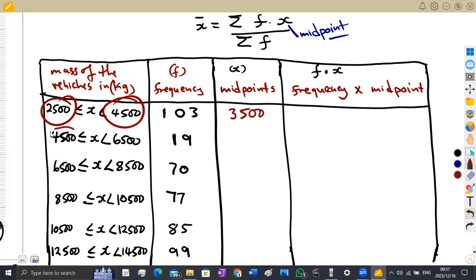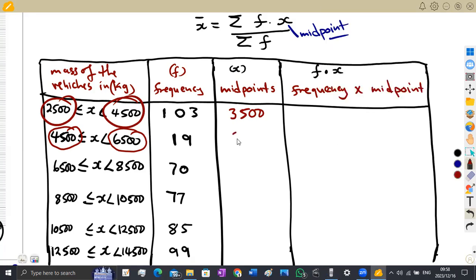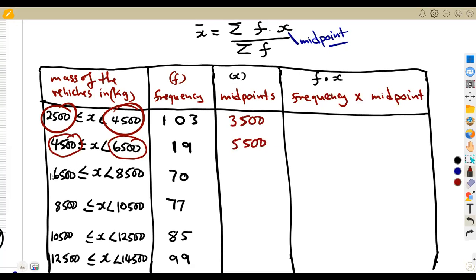The same thing: the lower class, you add it to the upper class, you divide by 2. So let's put this on top here. Let's write 4,500 to 6,500. You obtain 5,500. So that's how you're going to calculate your midpoints. You add the lower to the upper class, you divide by 2.